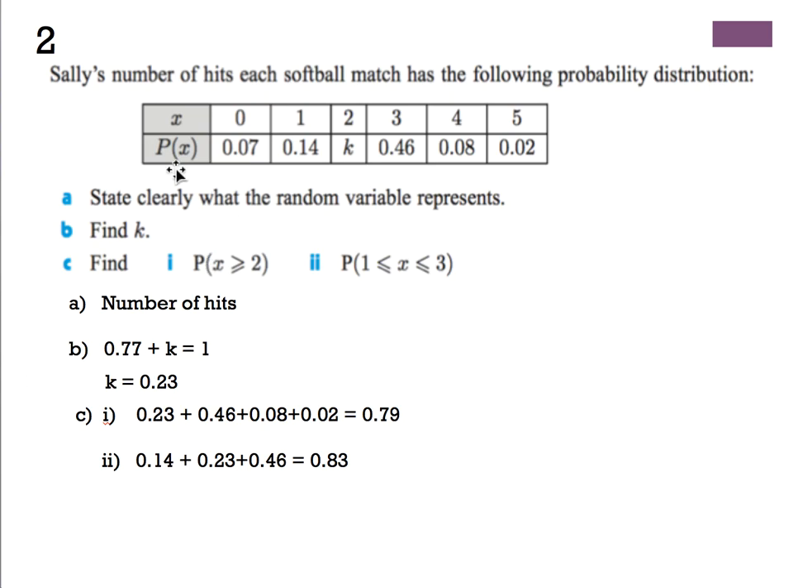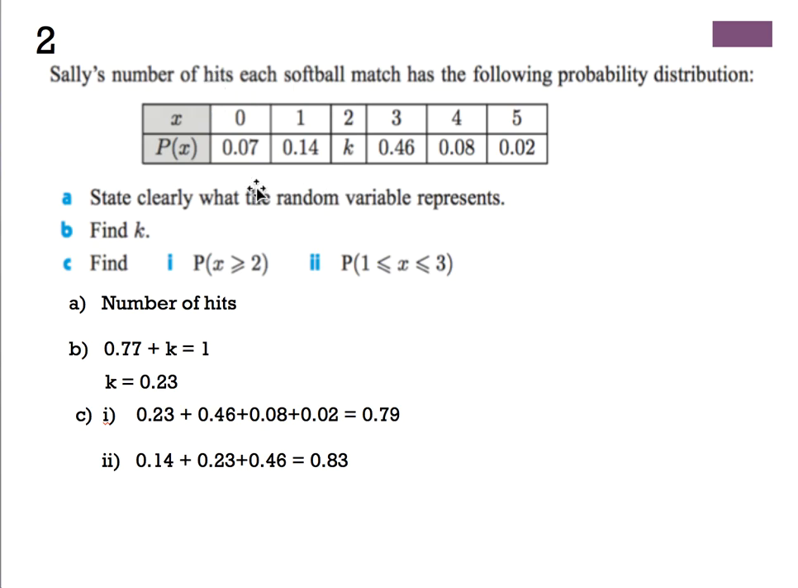So Sally's number of hits each softball match has the following probability distribution. Now state clearly what the random variable represents. So this is our table. Now, what is the random variable? If your answer is the number of hits, because that is in numerical form, it could either be 0, 1, 2, 3, 4, and 5. So that will be our random variable, the number of hits.